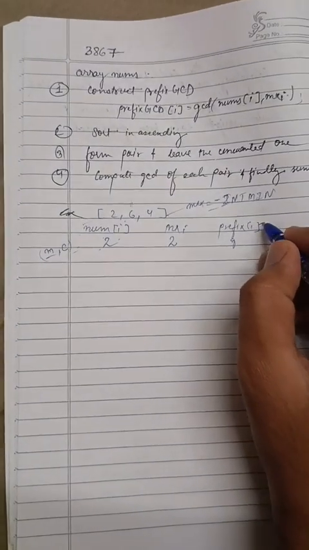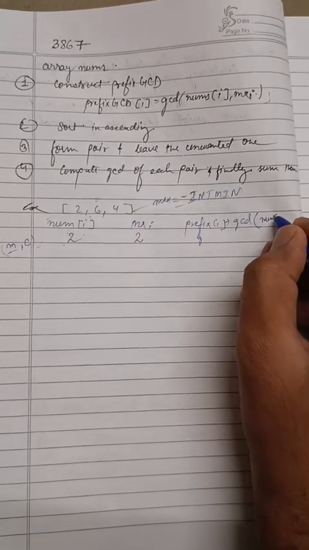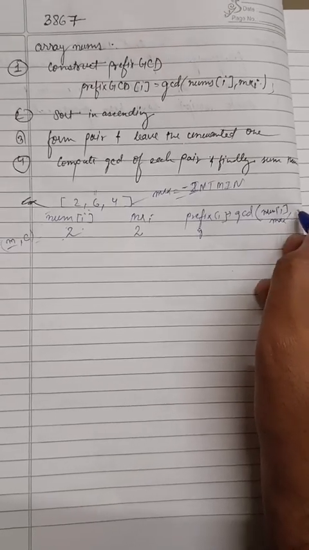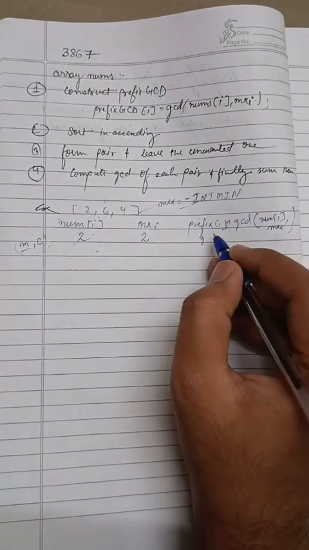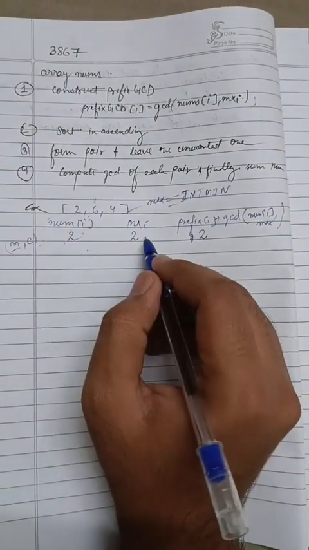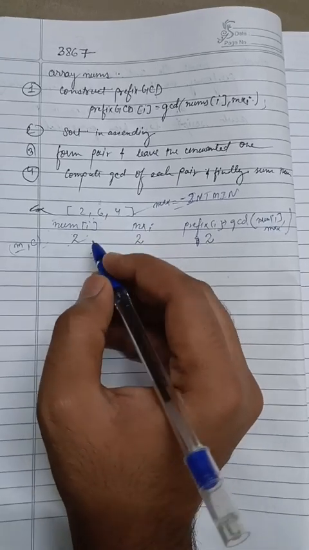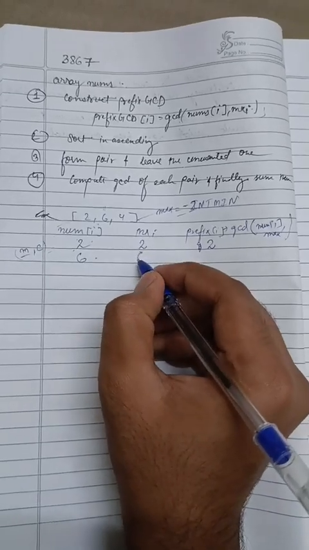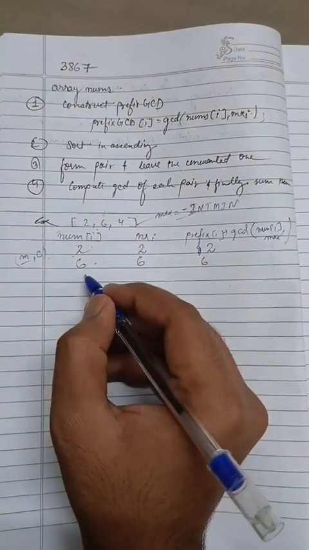So how will I find the prefix of I? The formula is simple: GCD of nums of I, comma, maximum element. Nums of I is 2 and the maximum element is 2, so the prefix is 2 only, right? The GCD of both is 2. Again, when I am on index 1, nums of I is 6. The maximum element is either 2 or 6, so here it will be 6. What will be the prefix? It will be 6.